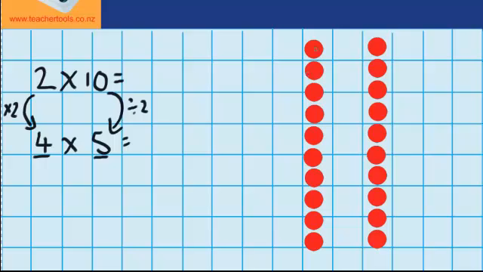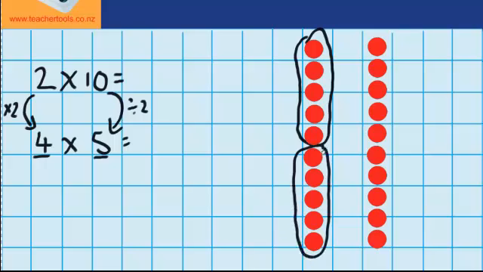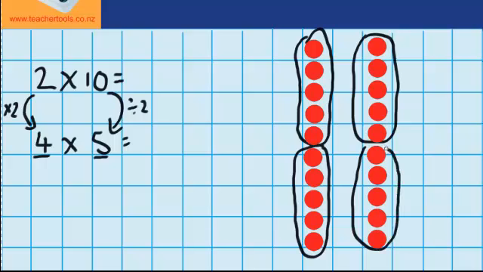Well, if I put a circle around these first 5 counters, that's one group. If I put a circle around here, it's a second group. I could put these counters together for my third group, and I could put these ones together for my fourth group. So you can see I now have the 4 groups that I needed, and there's 5 counters in each one.